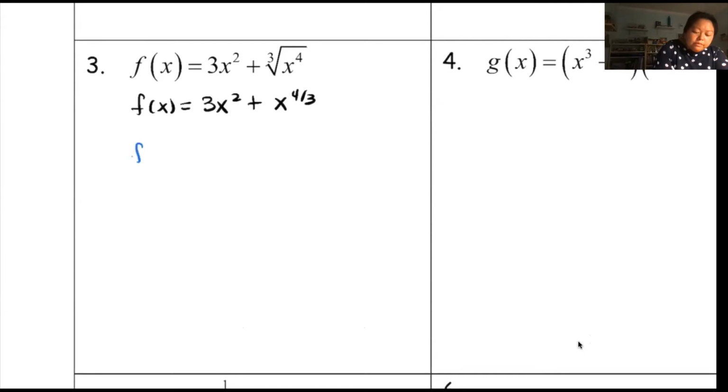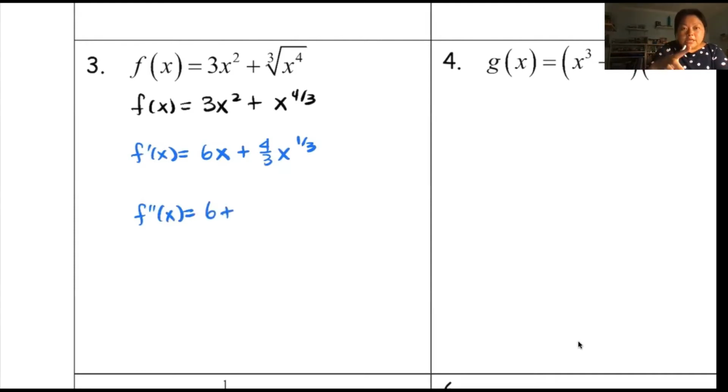So my first derivative will become f prime of x equals 6x. Remember, you take 3 times the 2. So 6x plus, there's no coefficient on this one, so just drop the 4/3 down, x to the 1/3. Now, you want to take a second derivative on this because I want you to practice that. So f double prime of x. The 6x has a coefficient of 6. Plus, now practice multiplying fractions. So now you have your 4/3 and your 1/3. Multiply those together. You get 4/9 x to the negative 2/3.